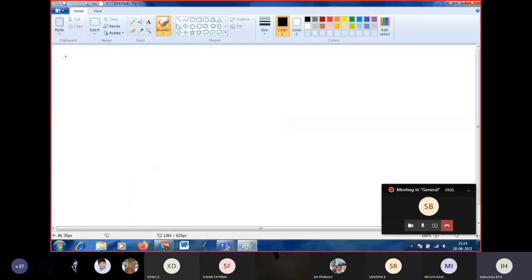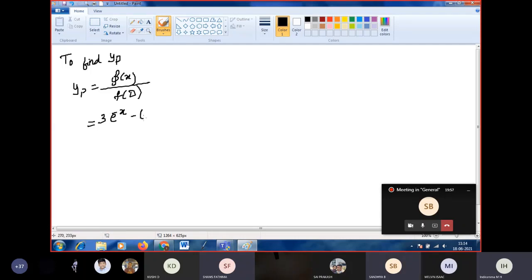Now to find yp, consider yp is equal to 1 by f of D times phi of x. What is phi of x? We have 3 e to the power minus x minus (4x plus 6), divided by f of D.